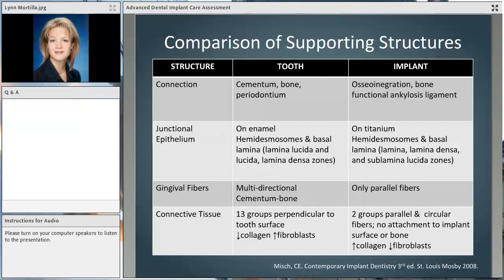We know that only parallel fibers are found in the tissue around an implant, because when you take that tooth out, you lose all of the periodontal and gingival fibers except those parallel circular fibers. What we do know about those circular fibers is they're very easily destroyed by gingivitis. If you think about your patients in the practice, just think about today, how many of them had gingivitis? We know that gingivitis and the periodontal pathogens responsible for it can do grave damage to that soft tissue around an implant.